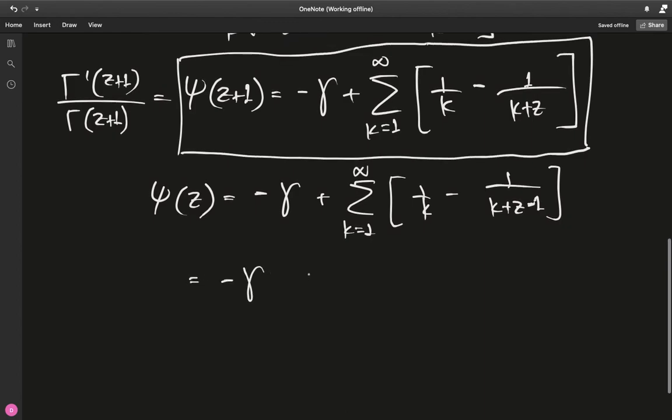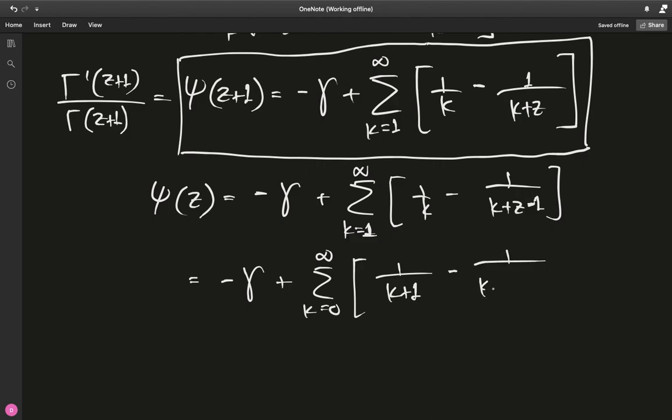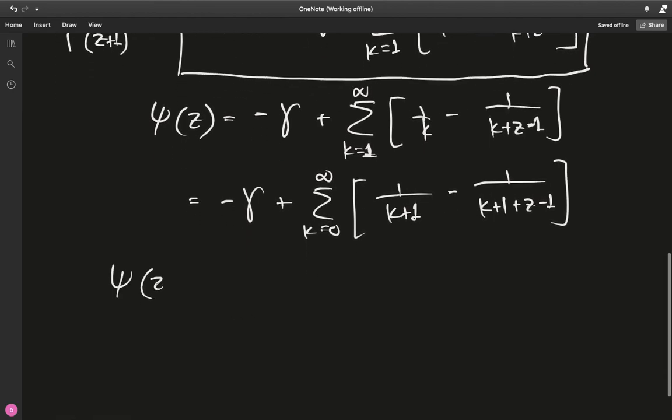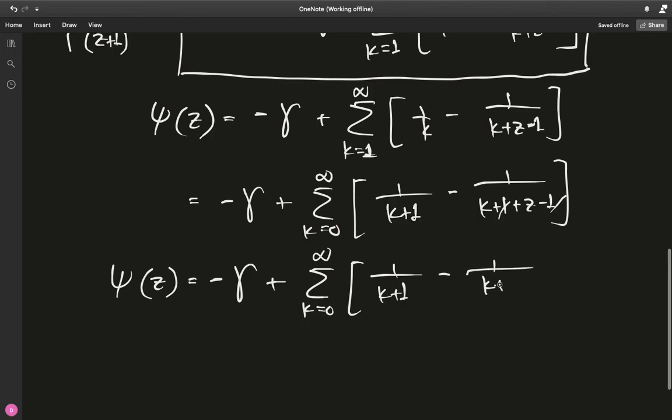But I'm saying start the sum now from k equals 0 to infinity. So reducing one initial value will make us add 1 to all the k's that were there. We'll have k plus 1 plus z minus 1, like this. So the digamma of z is minus Euler-Mascheroni plus sum from k equals 0 to infinity of 1 over k plus 1 minus, the 1's will cancel out, 1 over k plus z.